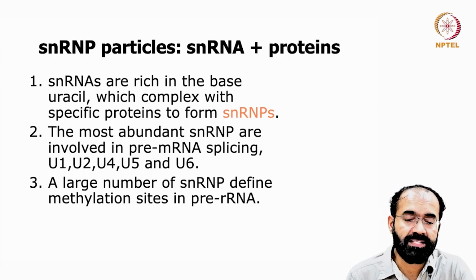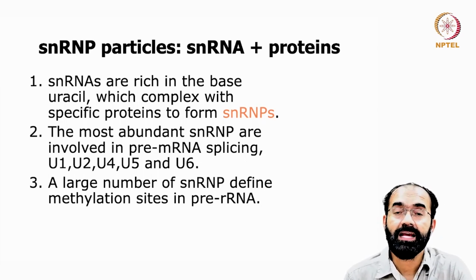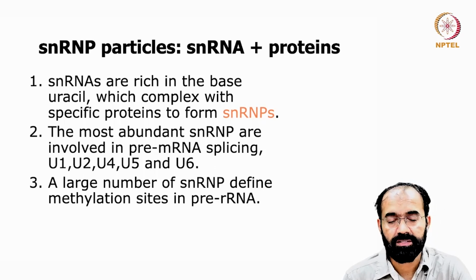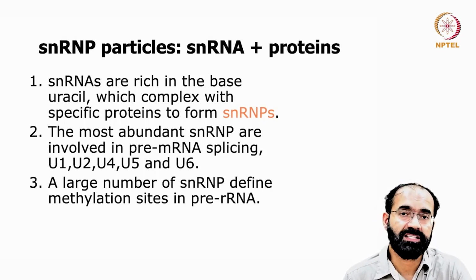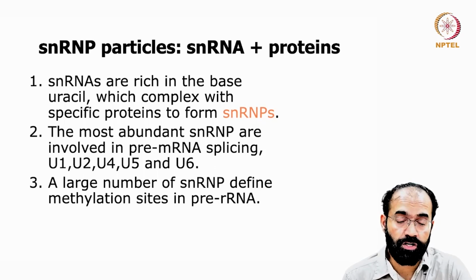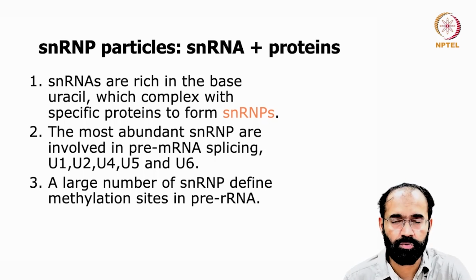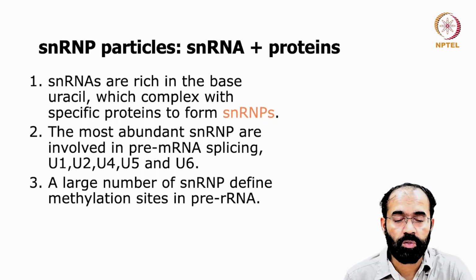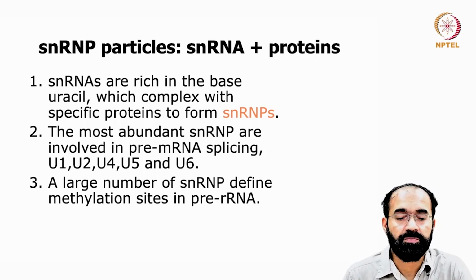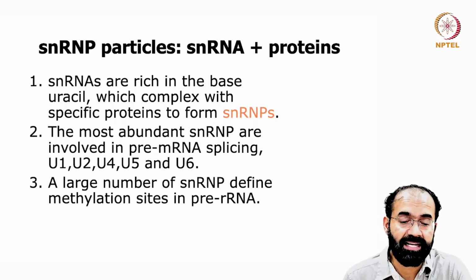A large number of snRNPs define the methylation sites in the pre-ribosomal RNA, because RNAs can undergo modification at various bases, and they can also contribute to the stability as well as enzymatic identity of the RNA molecule. So a variety of snRNPs are helpful in providing or identifying the methylation sites on pre-ribosomal RNA.